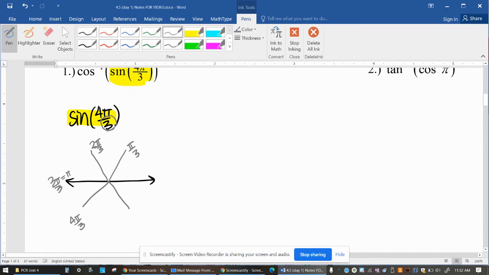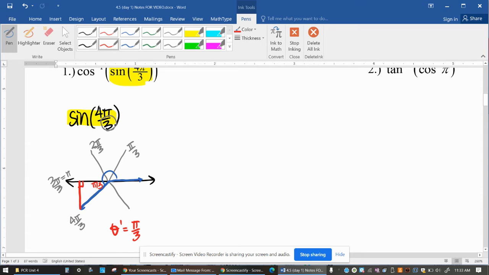So 4 pi over 3 ends up in quadrant 3. Okay, so this is a full angle, but we're going to focus on the special triangle created by the terminal side to the x-axis. So what is the reference angle of 4 pi over 3? Well, how far is 4 pi over 3 from the x-axis? And remember, you want the lowest distance. So it is 1 pi over 3 as the reference angle.